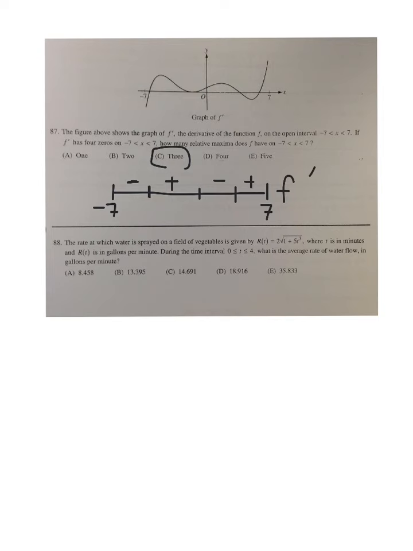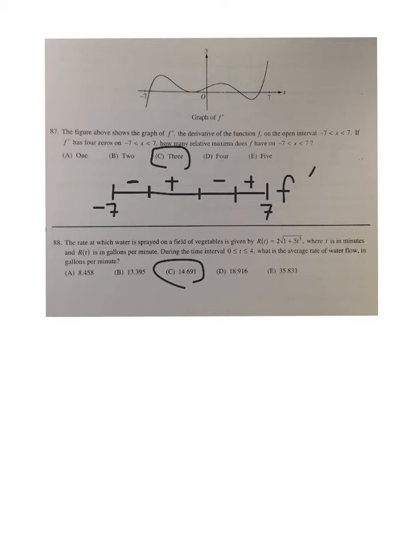Oops. Put my marker on, then I can circle it. There we go. Okay, so the answer for 88 is choice C. Now the big thing here is they're talking about R of T, and they're describing it as the rate at which the water is sprayed.